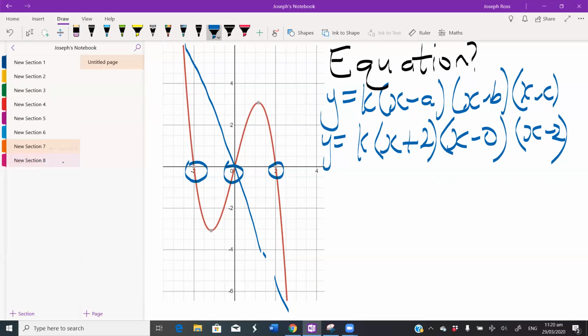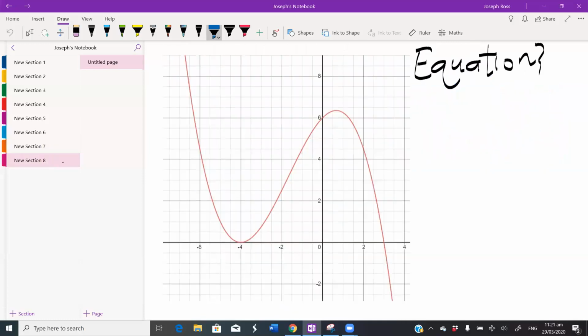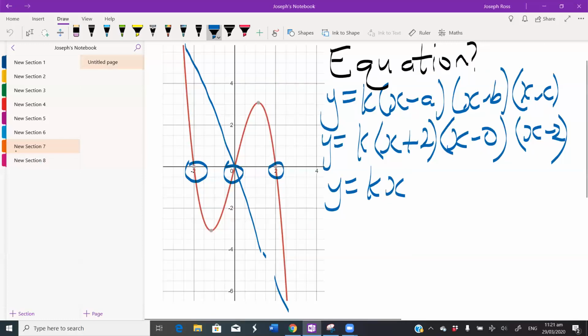Now we can tidy that up because x minus 0 is just x, so we've got y equals k times x minus 0. We'll bring that one to the front to tidy it up. So we've got k times x plus 2 times x minus 2.